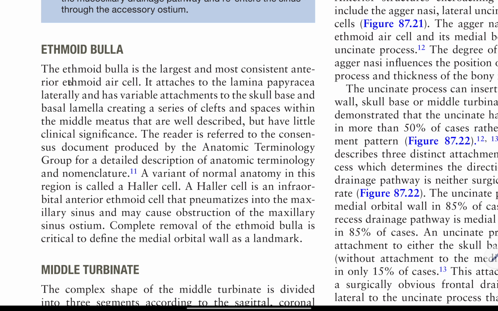Ethmoid bulla. The ethmoid bulla is the largest and most consistent anterior ethmoid cell. It attaches to the lamina papyracea laterally and has variable attachments to the skull base and basal lamella, creating a series of clefts and spaces within the middle meatus that are well described but have little clinical significance. The reader is referred to the consensus document produced by the Anatomic Terminology Group for a detailed description of anatomic terminology and nomenclature.